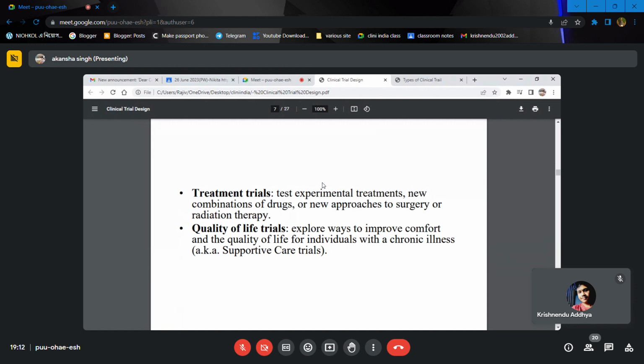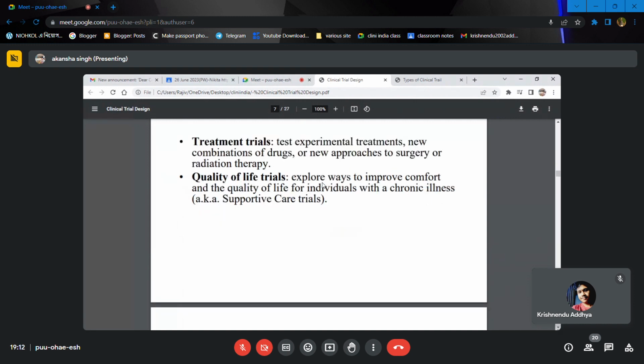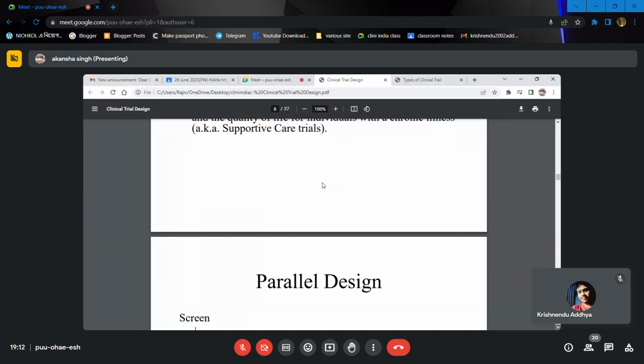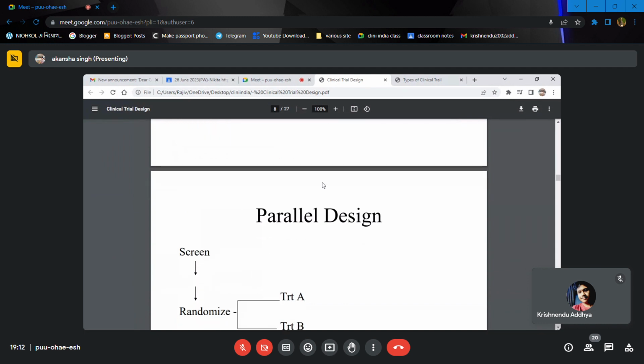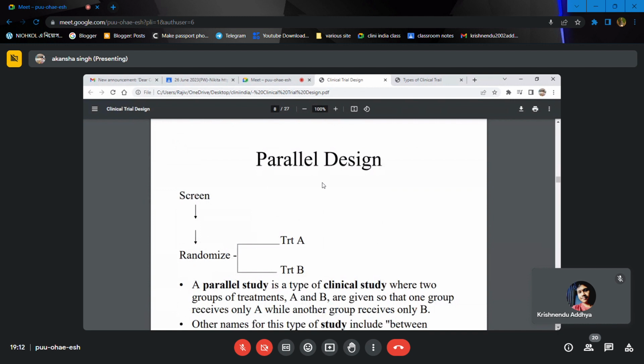So there are five types of clinical trials, so don't get confused between phases, types, and categories. The three are different things. Now coming to the randomized control trial, first we have parallel designs. All the designs will be studied with the help of a diagram. It will be easy for you to understand.